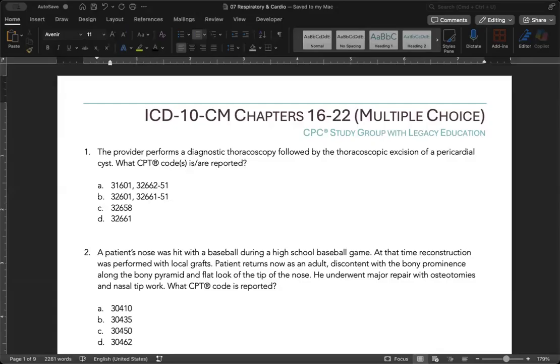So 32662 is a thoracoscopy surgical with excision of a mediastinal cyst, tumor, or mass. And then 32663 is with lobectomy.